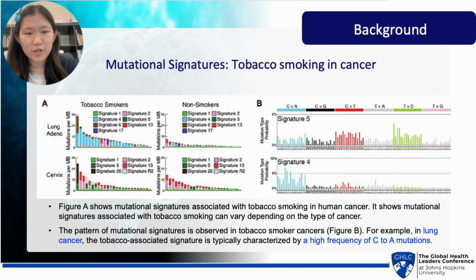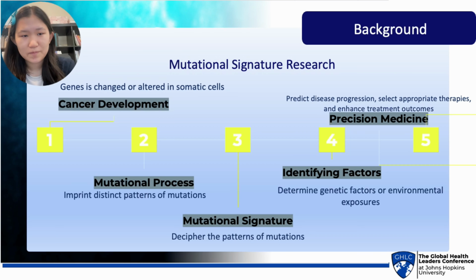Let's take a look at Figure A, which shows mutational signatures associated with tobacco smoking in human cancer. The pattern of mutational signatures is observed in tobacco smoker cancers in Figure B. For instance, in lung cancer, the tobacco-associated signature is typically characterized by a high frequency of C to A mutations. Therefore, mutational signatures enhance cancer prognosis prediction and potentially support treatment by revealing cancer risk factors.